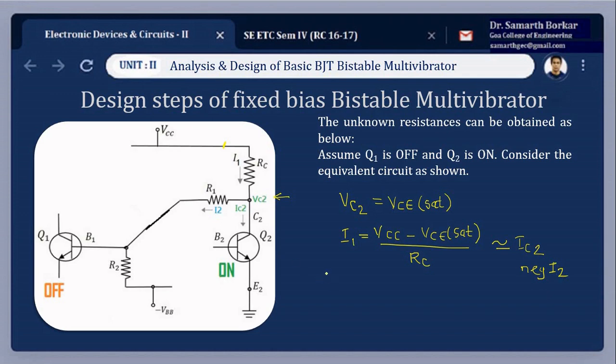Now from this equation we can find out the value of RC. So it will be VCC minus VC2, I'm writing VC2 instead of VC set, divided by current IC2. In the problem statement this IC2 is IC set, which is a known value provided in the problem statement. So we can easily calculate the value of RC. So one component has been designed.